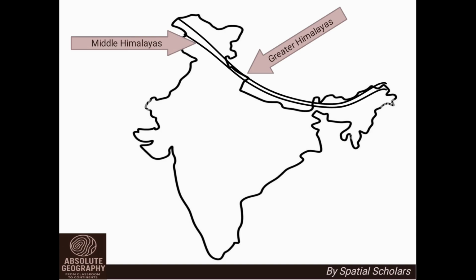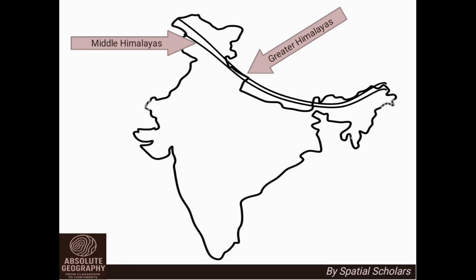Next, we have the Middle Himalayas, also known as Lesser Himalayas or the Himachal. It lies south of the Greater Himalayas and runs parallel to it from west to east. These are lesser in height and the width is about 80 kilometers, and they are especially known for their valleys and hill stations. You must have heard about the Kashmir Valley and Shimla. These are very famous places and all are lying in the Middle Himalayas.